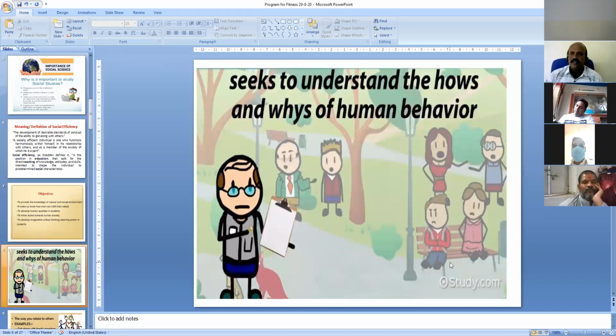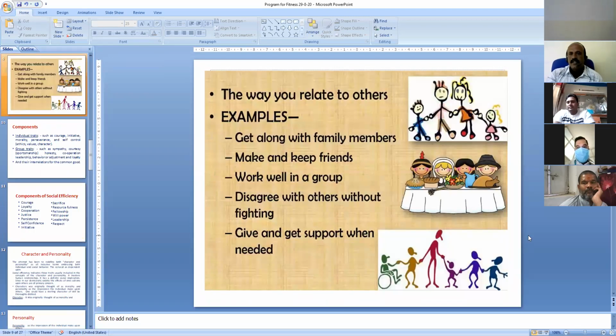It seeks to understand the hows and whys of human behavior. Social science and social aspects help us in understanding human behavior in a better way. And also the way you relate to others denotes that. For example, how you get along with family members, how you involve with your team members, friends or neighbors, etc. It indicates that.